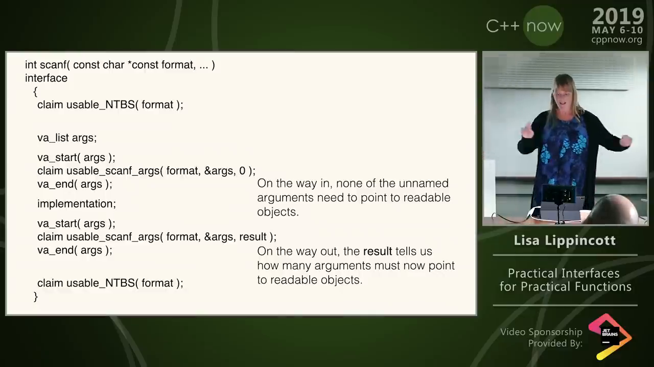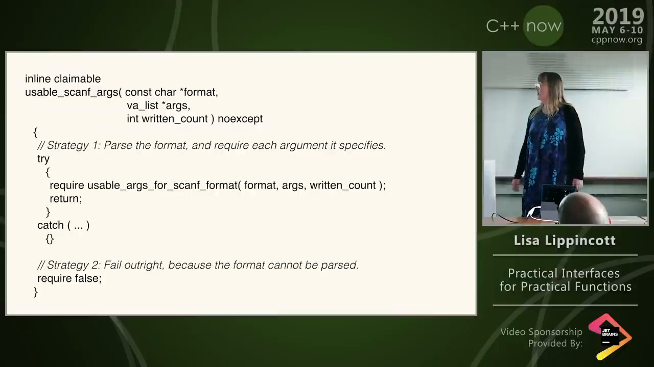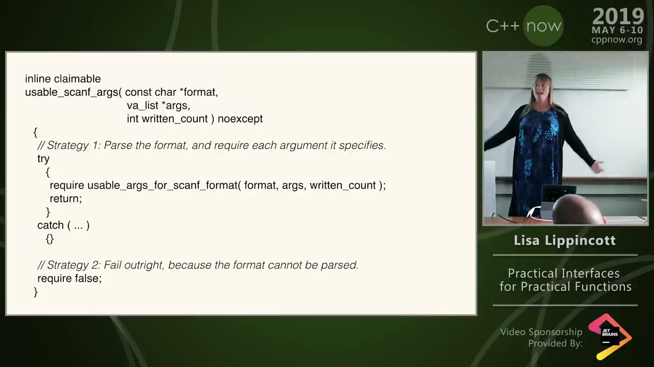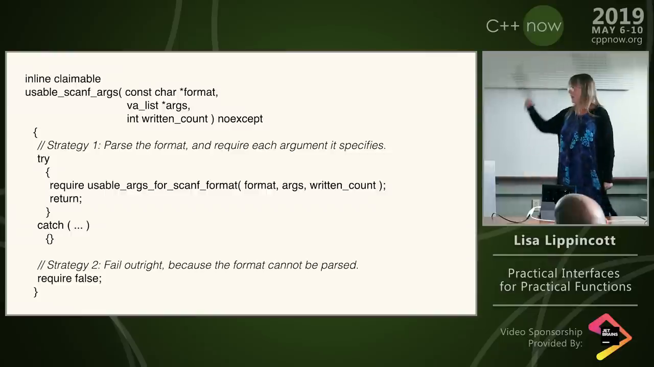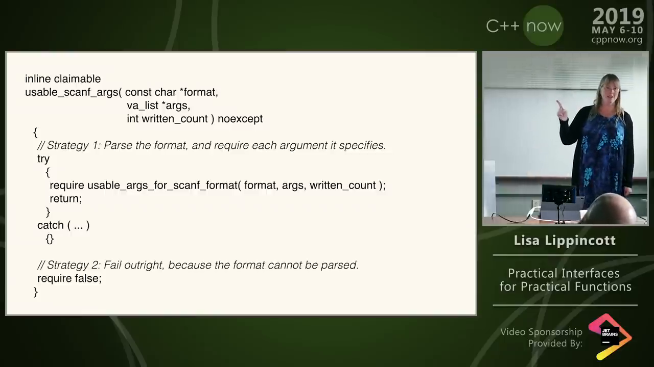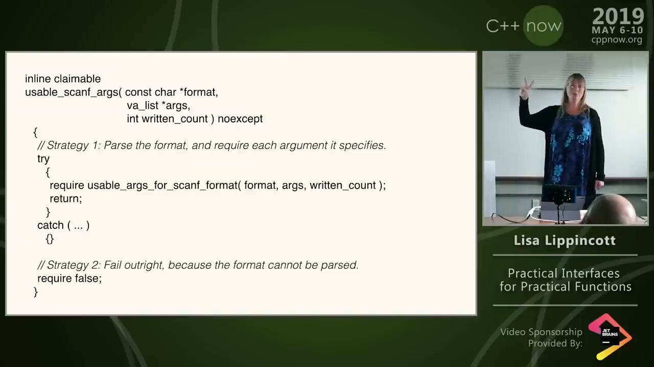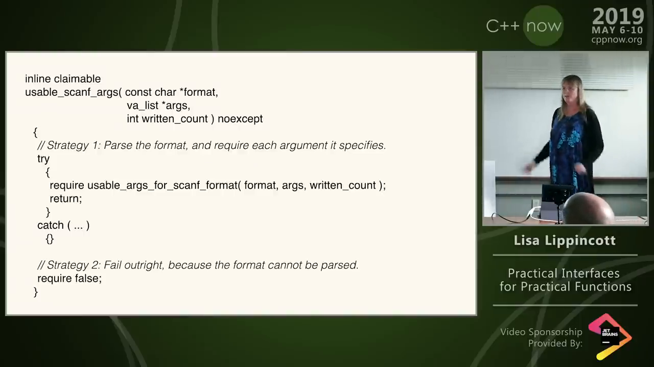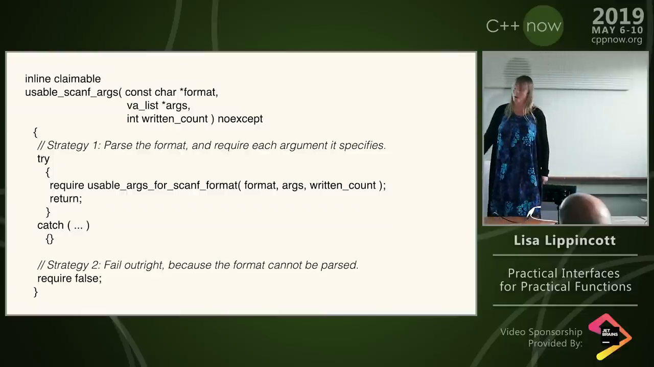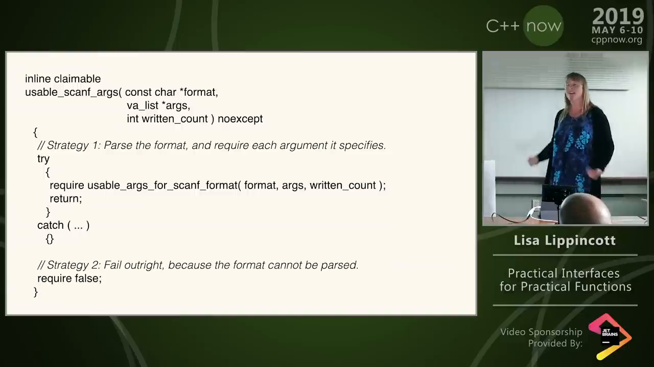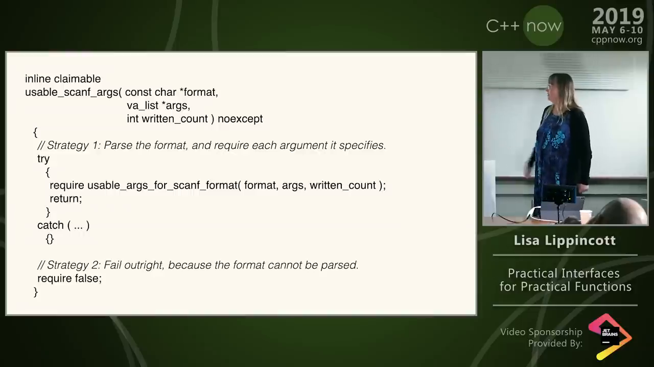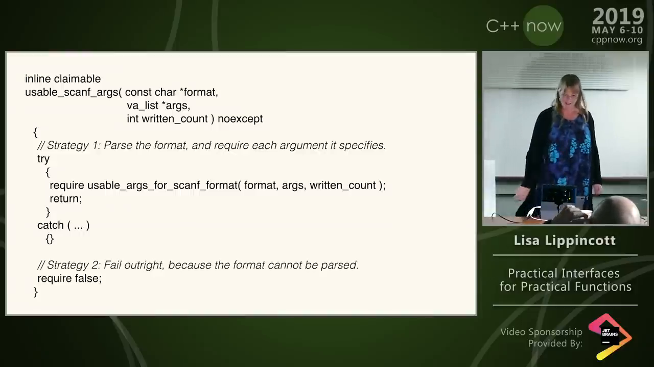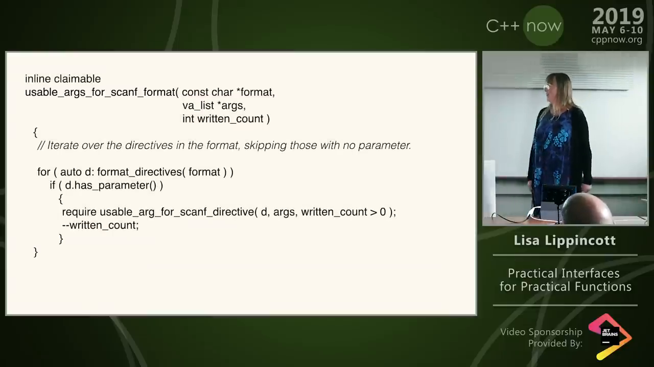Ready? Let's go. Usable scanf args is our noExcept function, and I'm making it noExcept by using the strategy pattern. Strategy number one is to parse the format string and assert the appropriate things. Strategy number two is just fail. So now this is a noExcept way to test things that lets us use exceptions further down. Particularly, we can use exceptions to break out of the parsing. Now we need usable args for scanf format. And usable args for scanf format is just a loop.